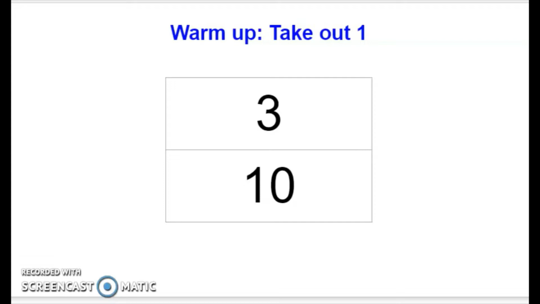For our warm-up today, we are focusing on Take Out 1. For example, if I say 5, you say 1 and 4. Let's try together for our first number. Our first number is 3. You say 1 and 2. Great job, my friends. Let's go ahead and make a mini number bond or a breakdown of it. Watch me. And remember, we said 3 is 1 and 2.